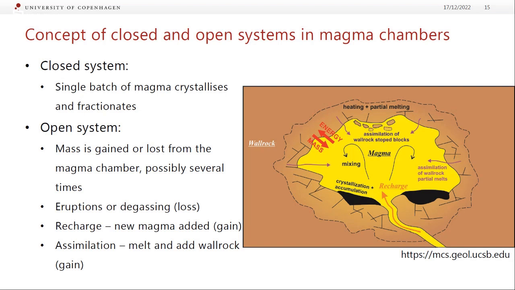We can gain mass by something called recharge, which is where you have a fresh batch of magma that's added into a magma chamber that's already been cooling and crystallizing. Or we can have assimilation, and assimilation can happen in a couple of ways. The heat from the magma chamber itself can basically melt the surrounding crust, and then that melt can be added. Or sometimes the magma will progress along cracks, and you can have situations where big chunks of the roof just crack and fall in. That's often called stoping. But if that then melts, that is another form of assimilation. So we're adding mass by melting the surrounding crust.